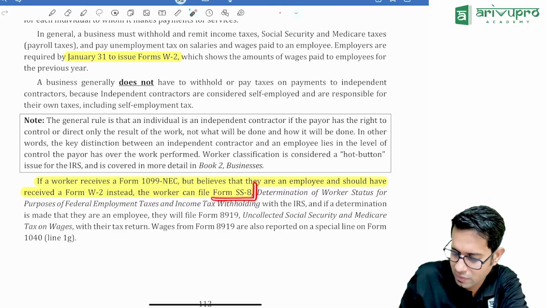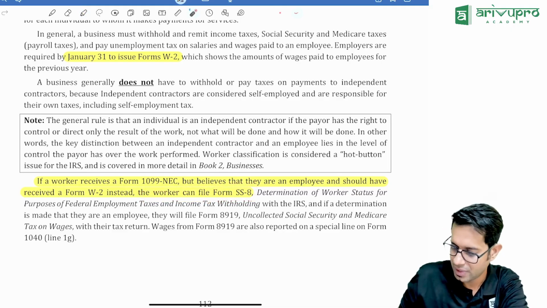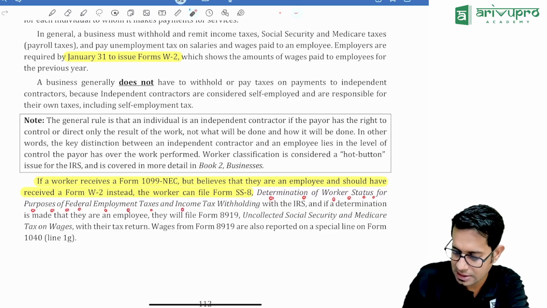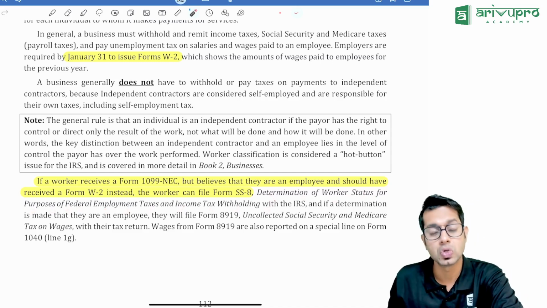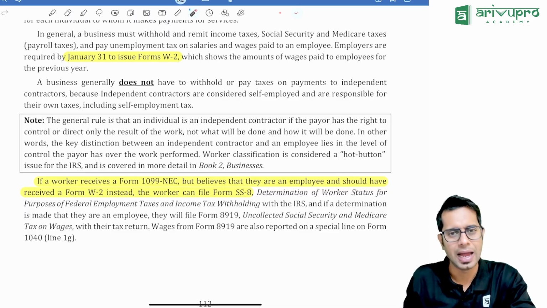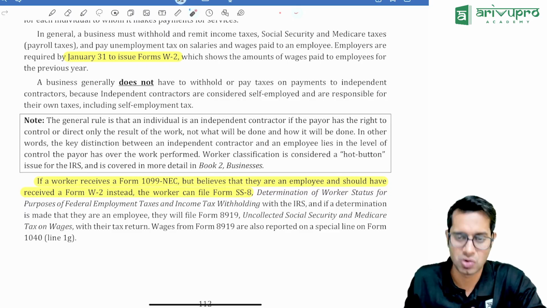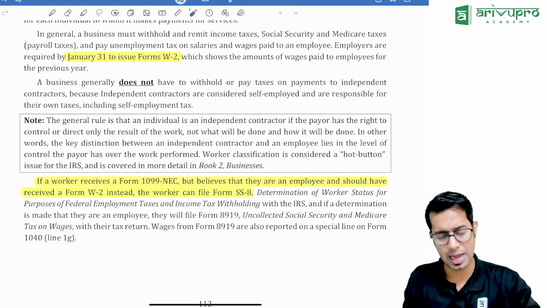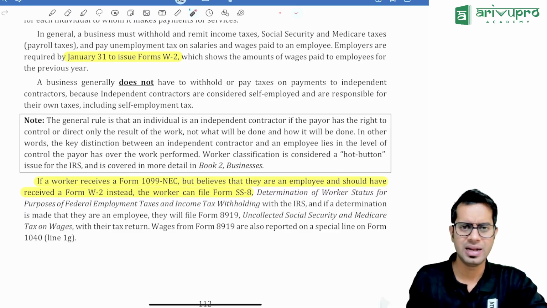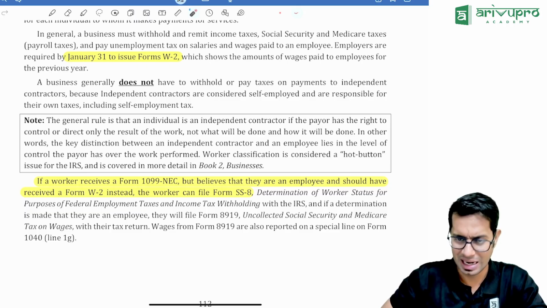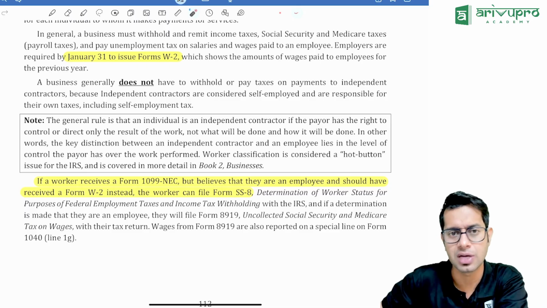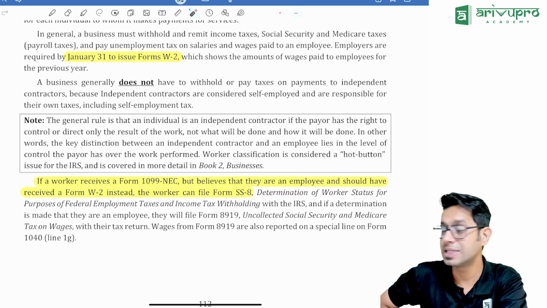How should you make a request, sir? In form SS8, determination of worker status for the purpose of federal employment taxes and income tax withholding. So you can make an application telling, sir, I think there is a confusion over here. I was your employee, but you have treated me as your independent contractor and accordingly you have given me form 1099-NEC. Please correct it, sir. So here you are required to submit what, sir? Form SS8.